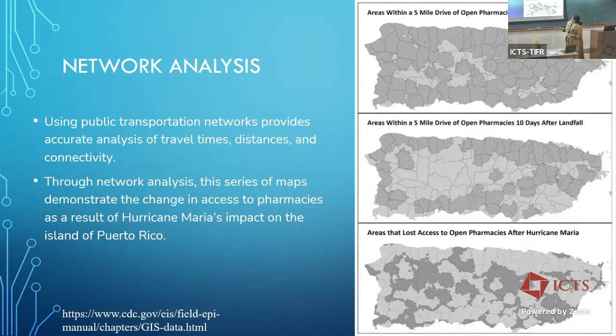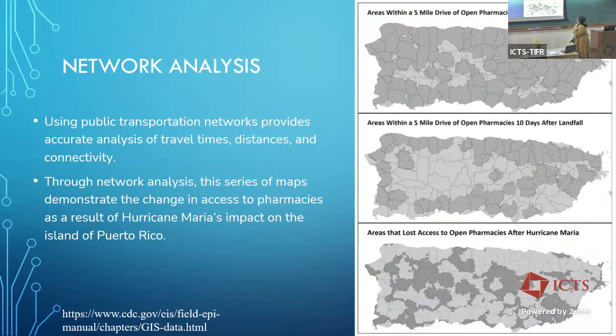Another sort of special case of connectivity is something called network analysis. So you may have heard of social network analysis. This is more a spatial network analysis, which you can do in a GIS. So an example of this is you can use public transportation networks to analyze things like travel times, distances, functional distances, and general connectivity, especially with human populations if you're using a road network.